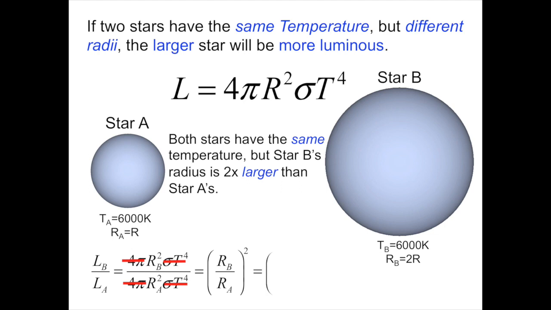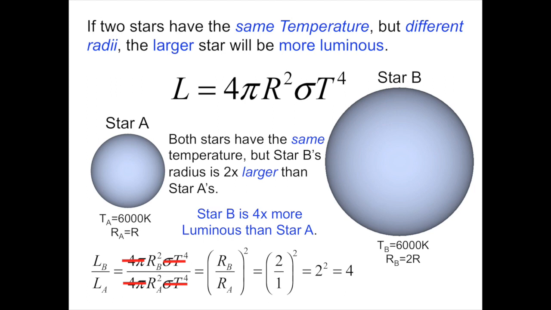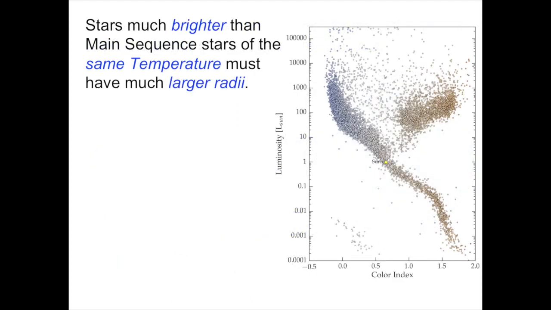Since star B is 2 times star A, that will be the ratio of 2 to 1 squared, which is 2 squared or 4. And so if star A and star B have the same temperature, but star B is 2 times larger than star A, then star B will be 4 times, 2 squared times, more luminous. Why have we reviewed this in detail? Because of a very distinctive pattern that appears on the Hertzsprung-Russell diagram.